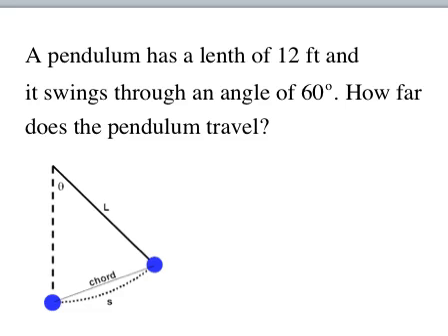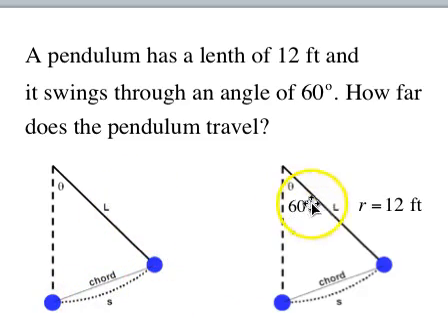Our next example is a pendulum. It has a length of 12 feet, so this is 12 feet, a central angle of 60 degrees. How far does it travel from one blue point here to the other blue point? So we're going to label our radius and our central angle, 60 degrees, and our radius is 12. And yes, this is indeed part of a circle. So that distance will be a fraction of the circumference, 60 degrees divided by 360 degrees, times the circumference, 2 pi times the radius.